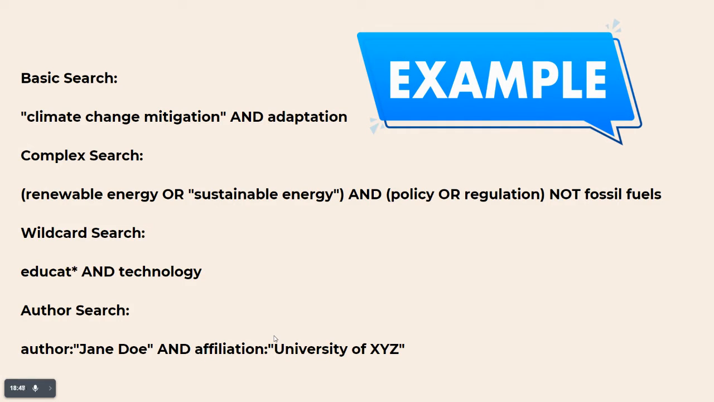So here I give one example. Here you can see climate change mitigation and adaptation. This is my basic search, by using the quotation. Then the complex search looks like, you see, renewable energy or quotation, sustainable energy quotation. My first parenthesis finished. Then I start with and. Then I start my second parenthesis, that policy or regulation, then parenthesis finish, then not fossil fuels, then wildcard search, educate, then and technology.